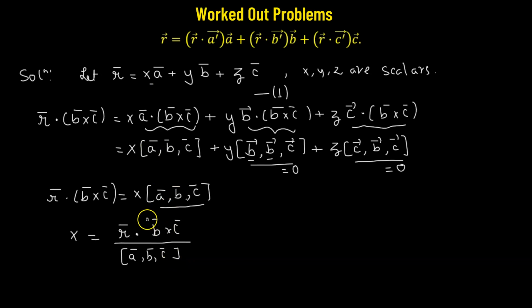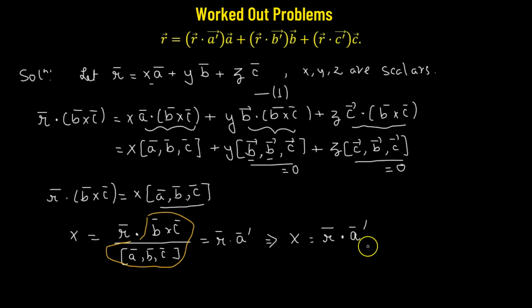Now if we look carefully, this is the reciprocal vector A prime. So what we have done is expressed x, the component of vector r along the direction of vector a. So this is given by vector r dotted with the reciprocal vector a prime. So let's call it equation number 2.